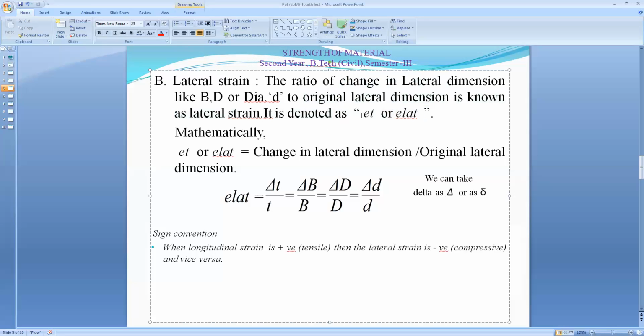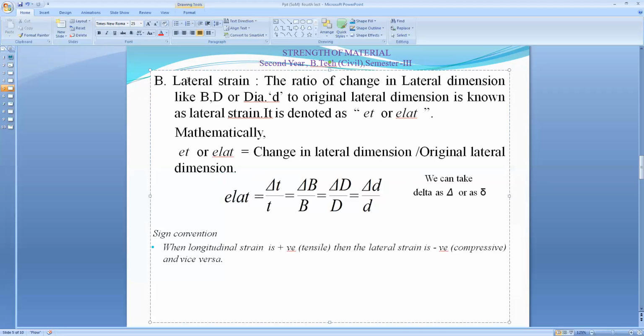It is denoted as e_T or e_lat. This is the notation generally used for lateral strain. The lateral dimension can be the width, capital B, the depth, capital D, or the diameter, small d. Mathematically, e_lateral is equal to the change in lateral dimension divided by the original lateral dimension.